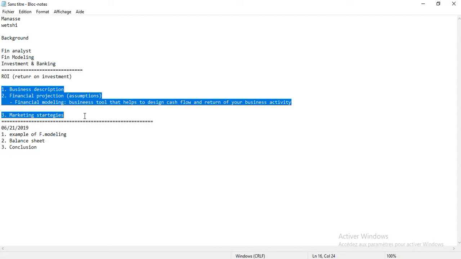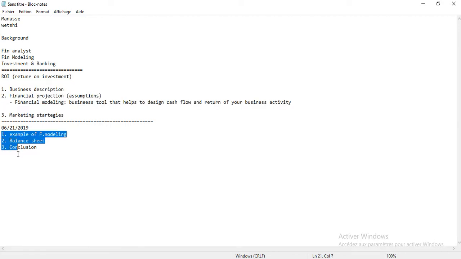All right. Today is the 21st. We're going to discuss these three different points. First of all, I'm going to give you a couple of examples of financial modeling that I have built in the past, and then I will teach you how to build the balance sheets, and then we have a conclusion. This is all we're going to see today. We're going step by step until you'll be able to build a financial model from the beginning.